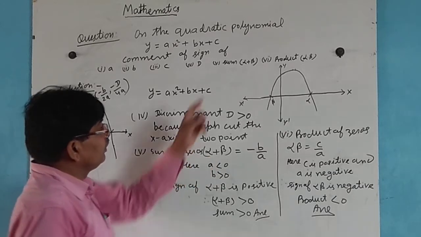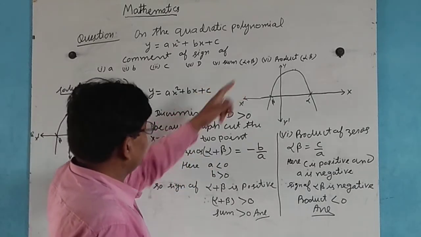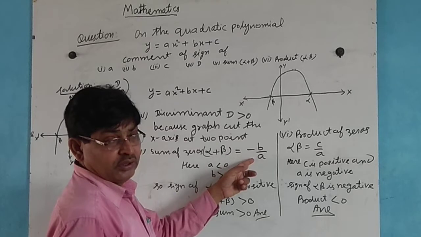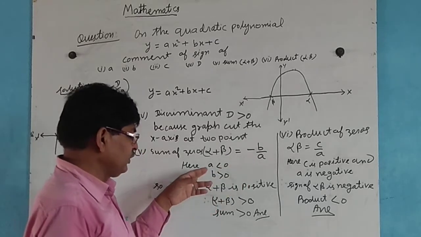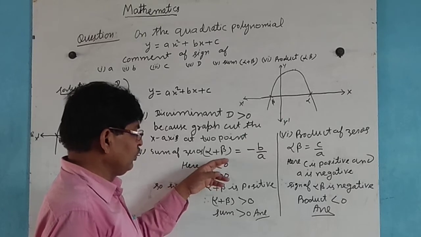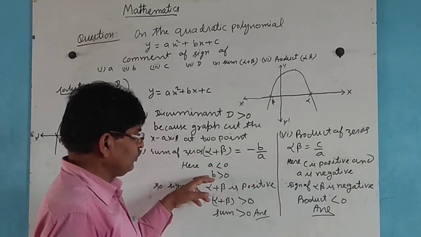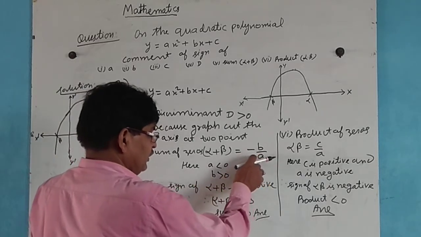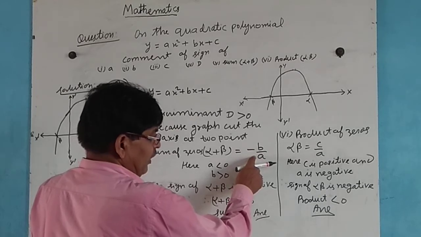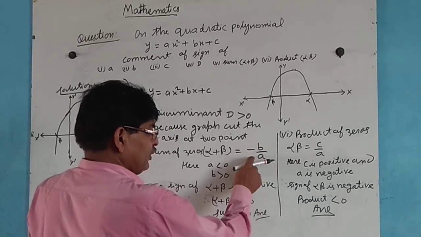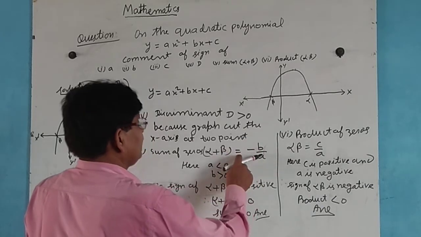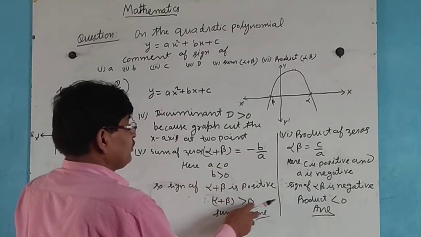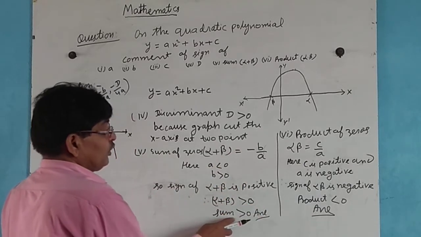As you know, the sum of zeros is alpha plus beta, equal to minus b by a. Now we have also seen that a is less than 0 and b is greater than 0. A less than 0 is negative and b is positive, so negative over positive, whole negative, and with the minus sign this quantity becomes positive. It means that alpha plus beta is positive, so alpha plus beta is greater than 0, thus the sum is greater than 0.